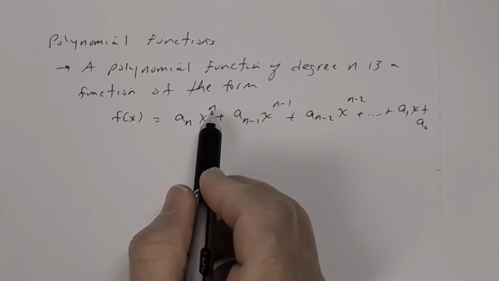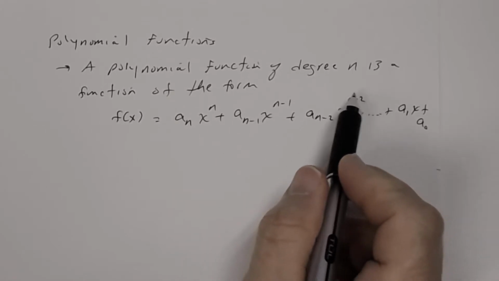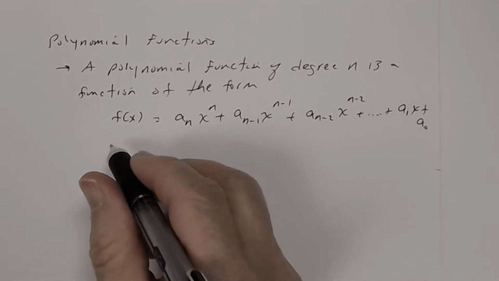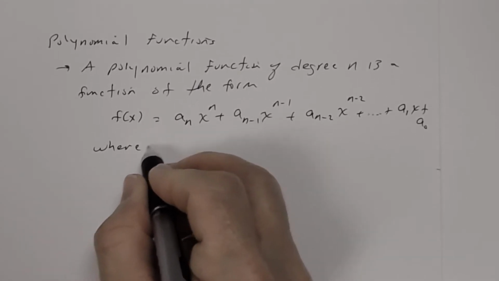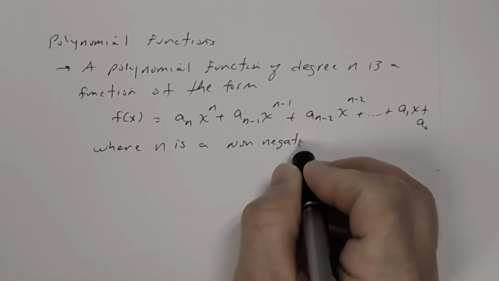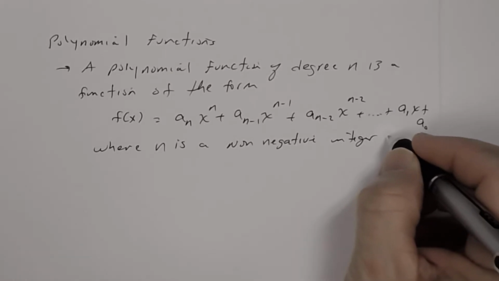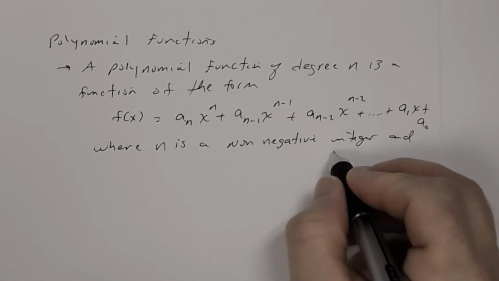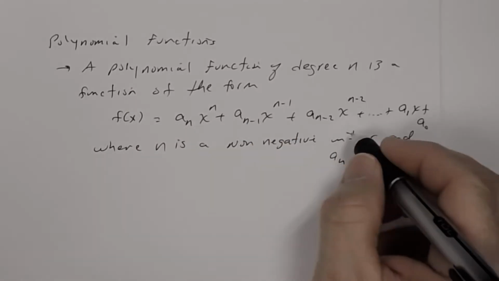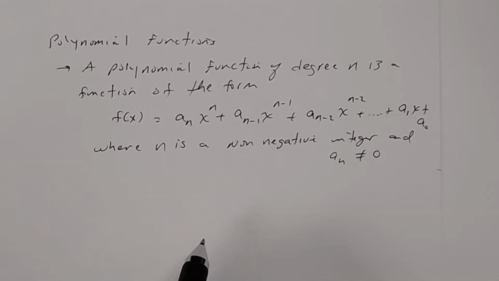Okay? Now, this is important. So you see all those exponents, n minus 1, n minus 2, all of these exponents have to be non-negative integers, where n is a non-negative integer. And it's important that a sub n, this coefficient here, is not equal to 0. So it could be any other real number, but zero.